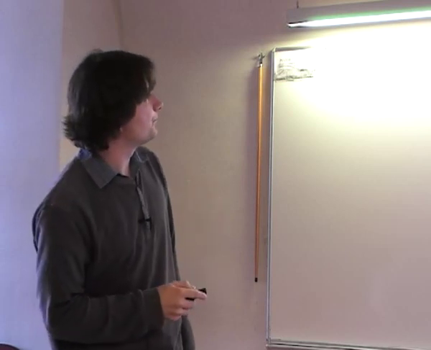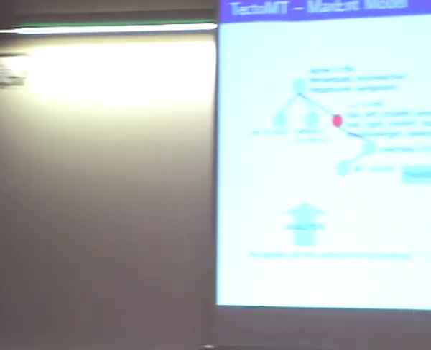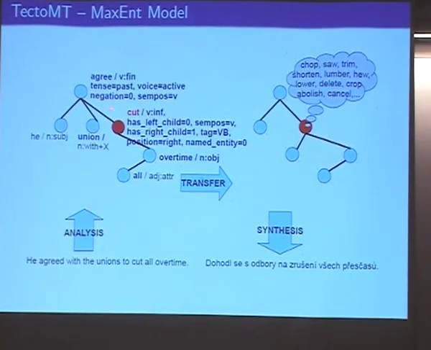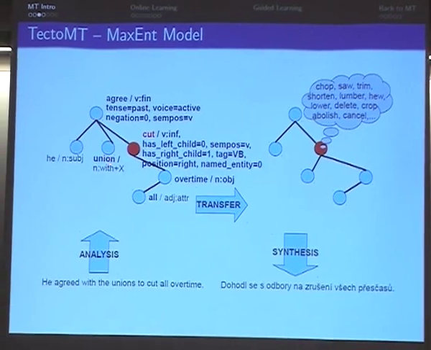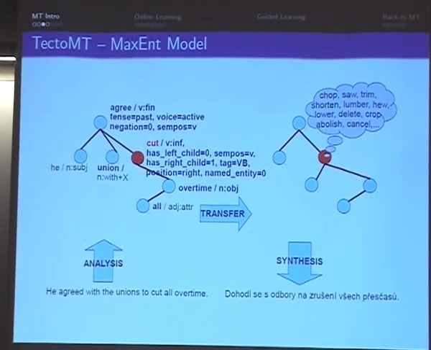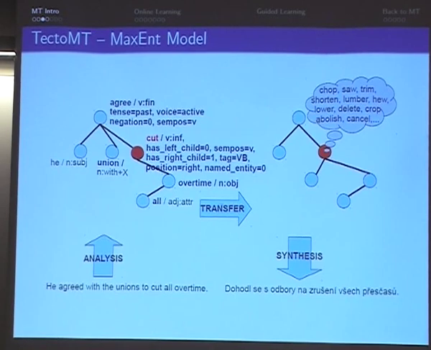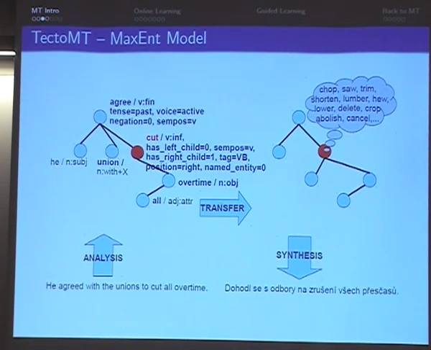Well, I will show an example. So we have a source sentence: He agreed with the unions to cut all overtime. This is a simplified tectogrammatical tree. Actually, only lemmas and phonemes are shown here. Phonemes don't belong to the theoretical tectogrammatical layer. They are just a technical means, or we find it useful in translation. So you can see that here is the preposition with. And I don't have the Czech phonemes on the picture.